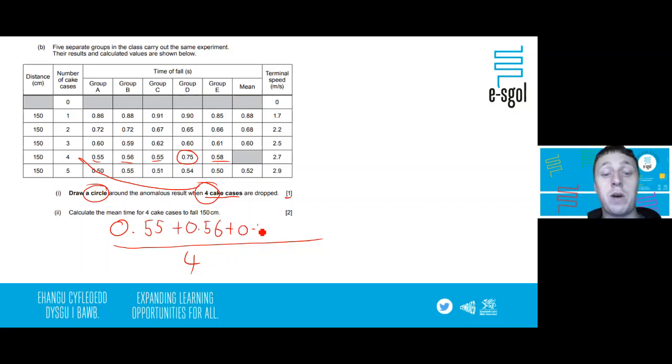0.56 plus 0.55 plus 0.58. If this has been done correctly, you get an answer of 0.56 seconds, and you want to look over it to see if it fits.